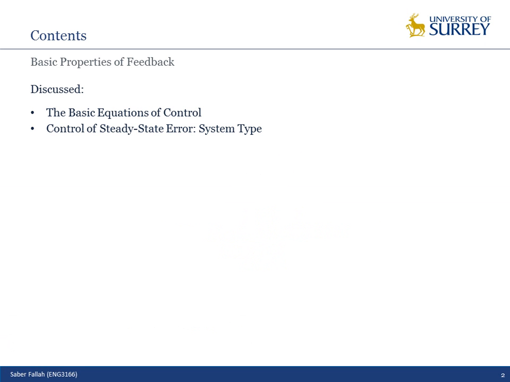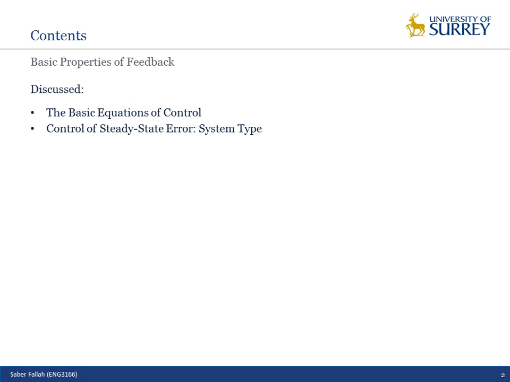Okay, everyone. Last week I talked about the basic equations of control. I also talked about control of steady state error, system type 0, type 1, type 2. Any questions? No? If I ask you what's a type 1 system, does anybody know? Okay. So again, I'm assuming everybody knows.